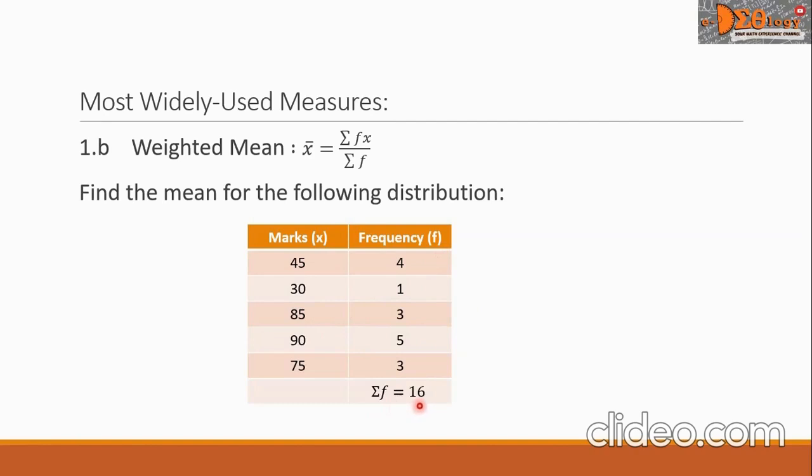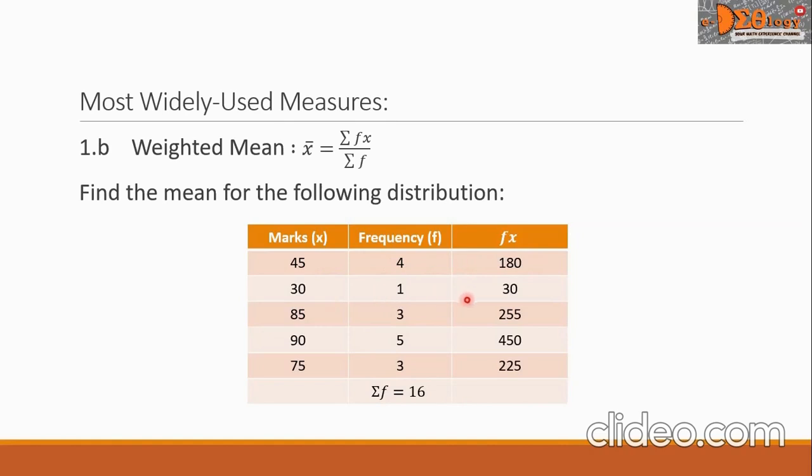The next step, we need another column that says fx. This is the column of the product of the mark and the frequency respectively. It means to say we're going to multiply the 45 with 4. We will put the answer here, so on and so forth. So the first blank will be 180.